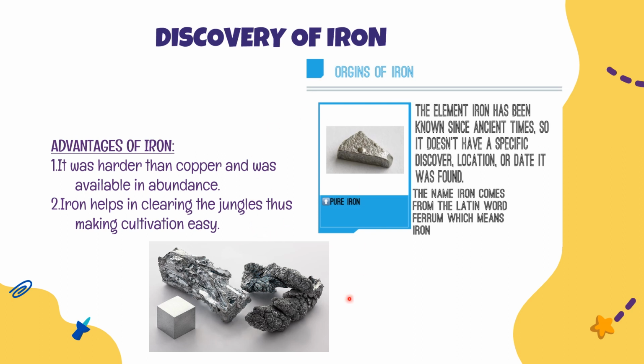The tools which were made of iron helped in clearing the jungles. He made many tools with the help of iron, and it also made cultivation very easy for mankind. Okay, so here I have given a few pieces of information about iron. The word iron comes from the Latin word ferrum. Ferrum means iron.